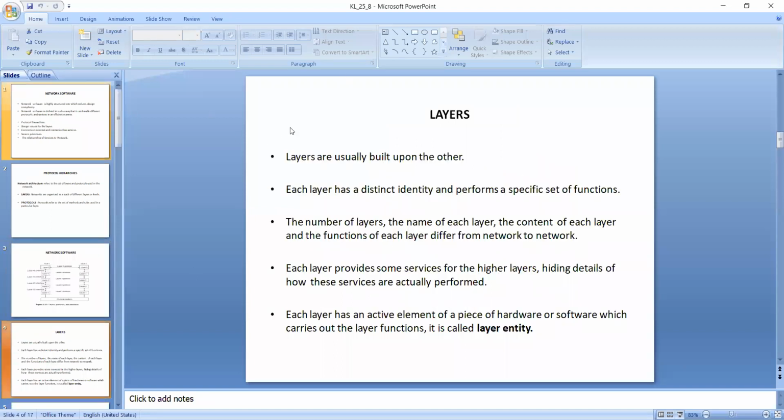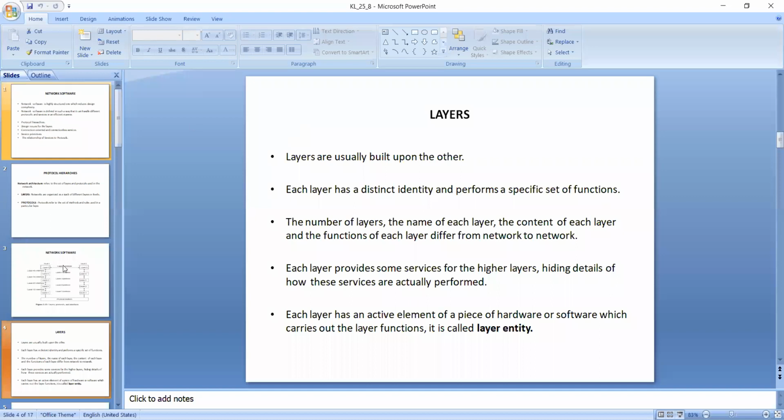So layers. Layers are usually built upon the other. First I will go through the points, and then I will go to the diagram and explain it clearly. Layers are usually built upon the other. Each layer has a distinct identity and performs a specific set of functions. Next, the number of layers, the name of each layer, the content of each layer, and the functions of each layer differ from network to network.